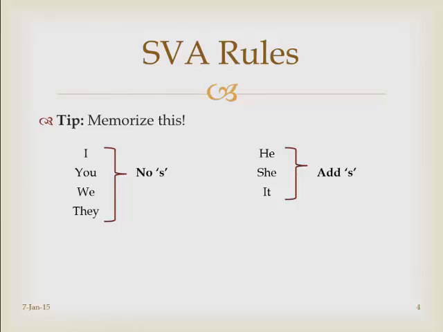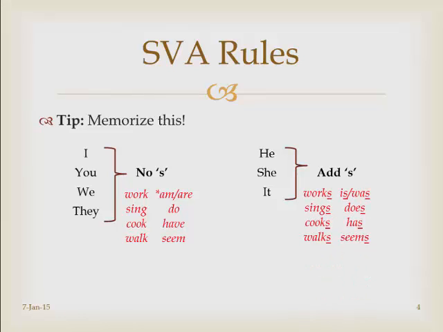So, subjects that go under the pronouns like I, you, we, and they do not use S in the verbs, but pronouns or other nouns that can go under the pronouns he, she, and it, you add an S. So, examples of these are like for I, you, we, they, words like work, sing, cook, walk, am or are, do, have, and seem, which have no S. For he, she, and it, singular subjects, then you have singular verbs: works, sings, cooks, walks, is, was, does, has, and seems, which all have S. There you go. Easy for you to remember.